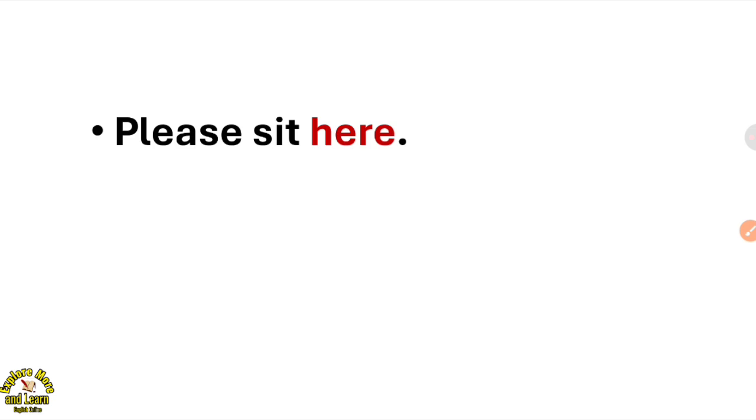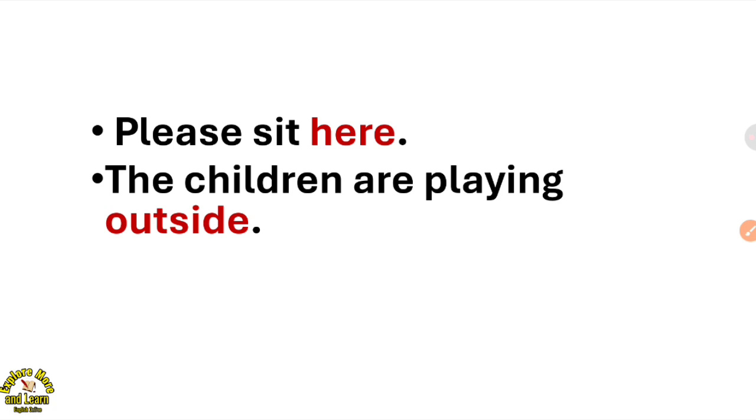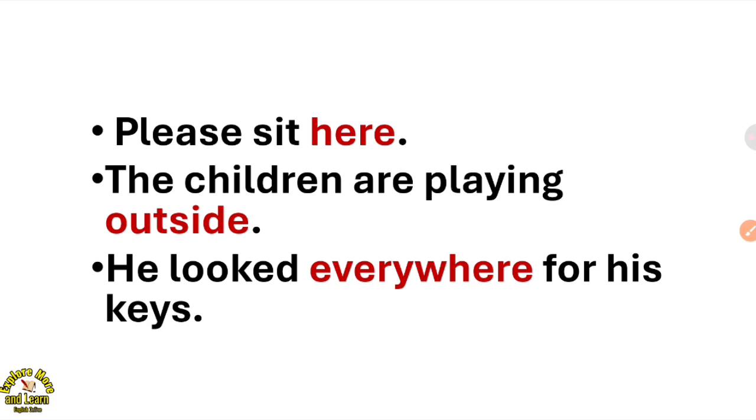For example, please sit here. Where? Here. The children are playing outside. Where are the children playing? Outside. So outside is adverb of place. He looked everywhere for his keys. So where did he look for his keys? He looked everywhere. So everywhere is adverb of place.